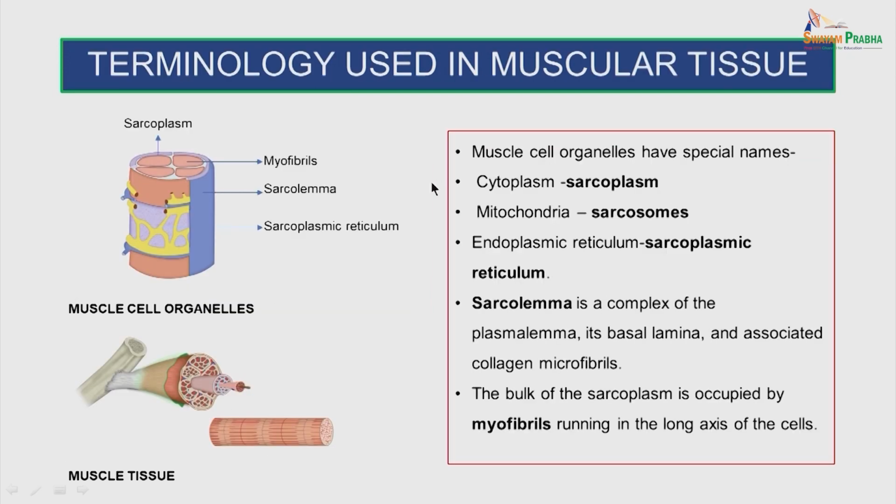Terminology used in muscle tissue. The muscle cell organelles have special names. The cytoplasm is called the sarcoplasm, the mitochondria, the sarcosomes, the endoplasmic reticulum is called the sarcoplasmic reticulum, and the sarcolemma is a complex of the plasma lemma, its basal lamina, and associated collagen microfibrils. The bulk of sarcoplasm is occupied by myofibrils running in the long axis of the cells.